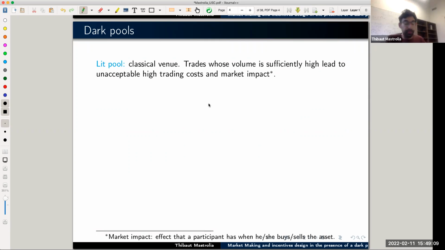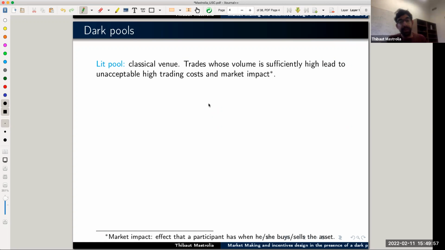In this kind of venue, trades whose volume is sufficiently high lead to unacceptably high trading cost for the investor, because if you have a very big volume, then you will have a bigger trading cost, and it leads also to market impact. So if, for example, you put a very, very big volume on the bid side of the market, it means that the mid price will be reduced, and you can define it proportionally to the volume. I have defined the mid price just as the best bid plus the best ask divided by 2, but you can also put weights depending on the volume. This is another definition of the price that you can consider for the asset.